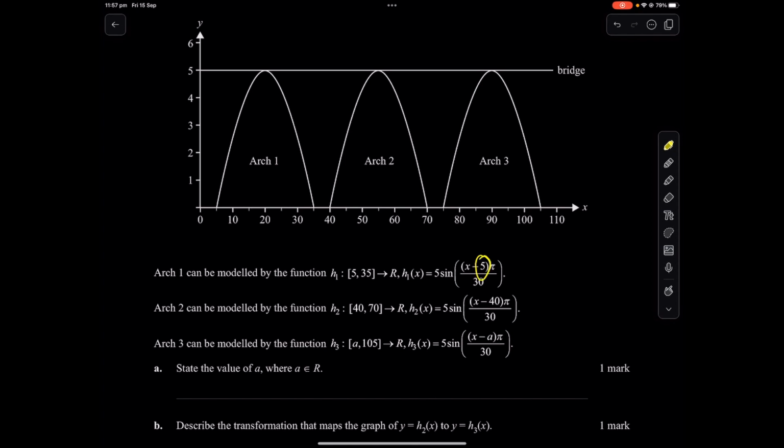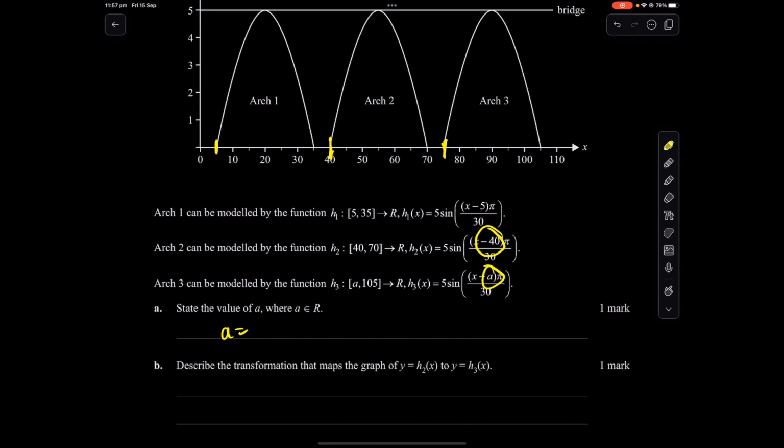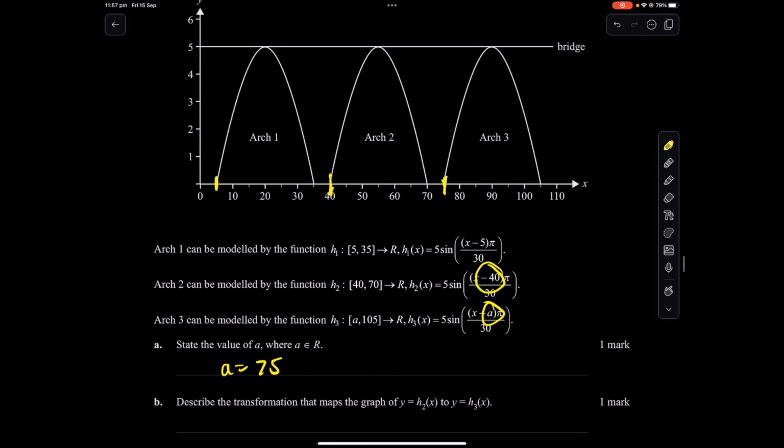So when it's here, this value is 5, it occurs over here for the first arc. When it's 40, it's this arc over here. When it's a, it should be at this point over here, so a should equal 75 by just having a look at the pattern over here.